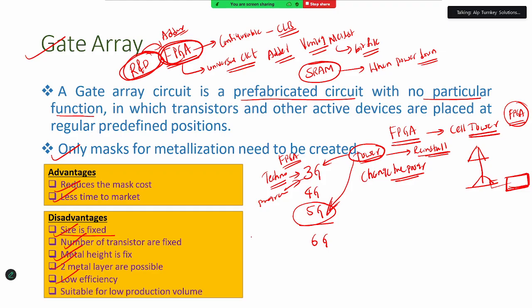Next, what is ASIC? ASIC is nothing but application specific integrated circuits. Application specific integrated circuit means those are only for a particular application. Suppose your mobile phones are there. Suppose one person is using a 3G mobile, and now 5G came. It will not support 5G.